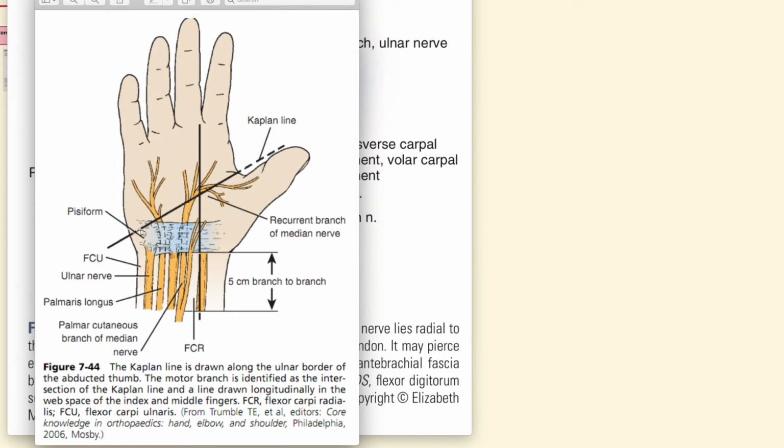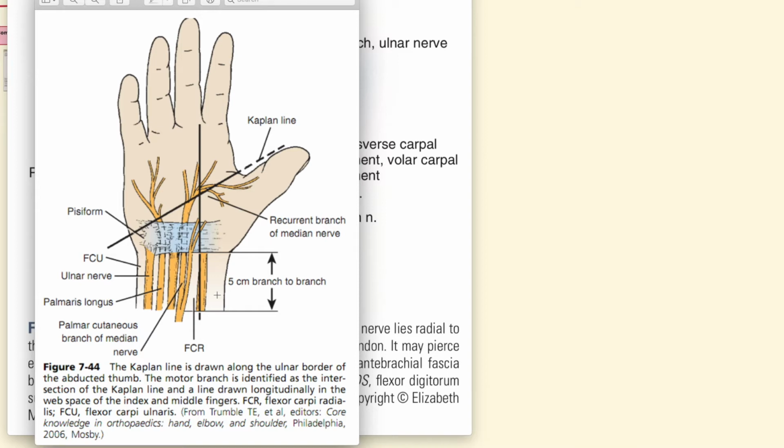And this line here helps us identify where the motor branch is. Usually the motor branch, or the recurrent motor branch of the median nerve, is situated at the intersection of this line and the line drawn from the web space between the index and middle finger. So this little point here helps you identify where your recurrent branch is, and it helps you guide where your needle or your scissor or your scalpel should be.